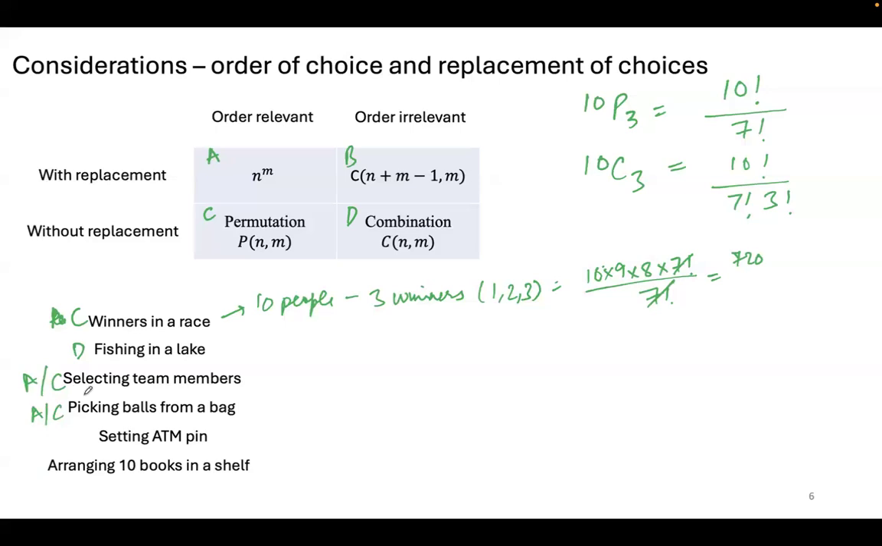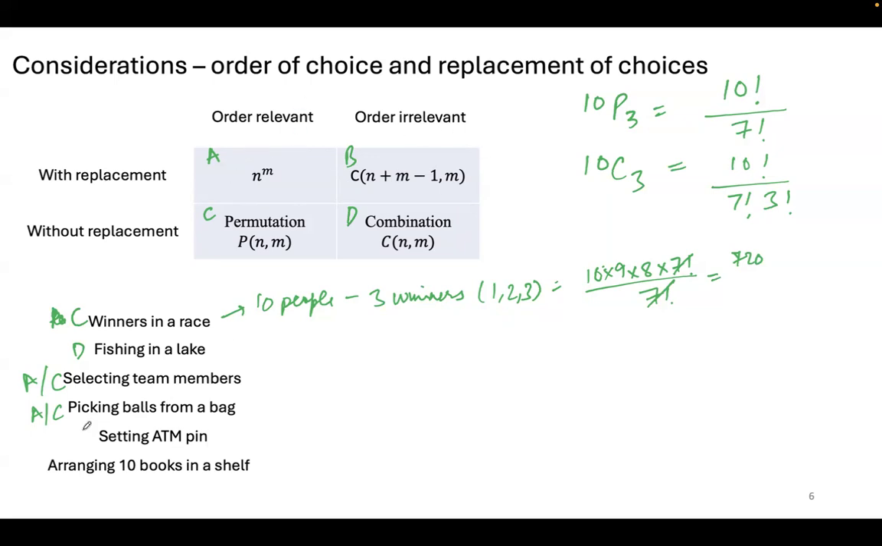We do replace numbers. That's right. Because suppose your pin is 1, 2, 3, 4. It could also have been 1, 1, 1, 1, right? So when you used 1 in the first position, it's not like you cannot use 1 for the next positions. So you are replacing it. You can reuse the same number. So it's with replacement. And is the order relevant or not?